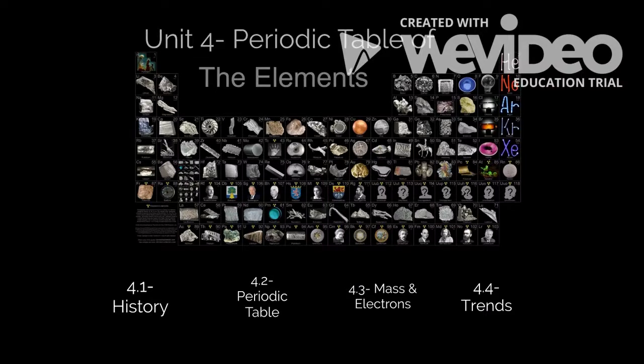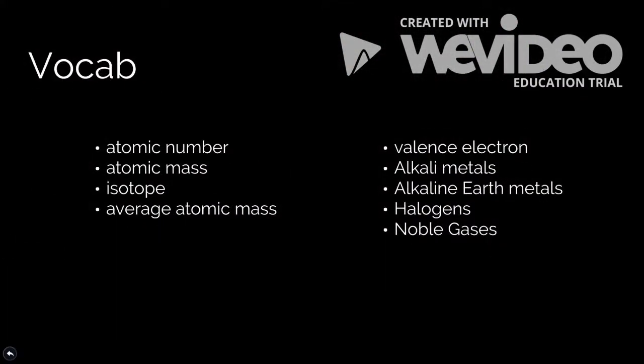Now, let's talk about our third section on this unit, which goes all over mass and electrons. So now the vocabulary for this section, we'll be talking about these terms, and you'll be more familiar with these by the end of this video. They are atomic number, atomic mass, isotope, average atomic mass, valence electron, alkali metals, alkaline earth metals, halogens, and noble gases.